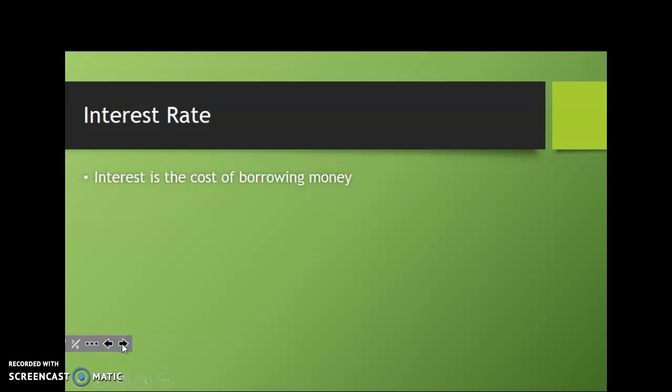Another thing is the interest rate, another gauge of the health of the economy. And interest basically is the cost of borrowing money. An interest rate is the cost of a loan and is expressed as a percent of the amount borrowed. For example, if your interest rate would be 5% and you borrowed $100, you're going to pay back $105 because you have to pay back what you've borrowed plus the interest, or the cost of borrowing the money.